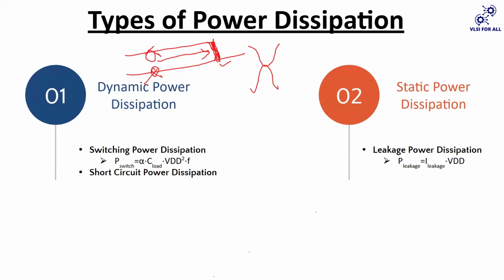It's basically the switching activity factor. Correct. Alpha stands for the activity factor. What does C load stand for? Load capacitance, ma'am. Okay, it stands for the load capacitance. Correct.